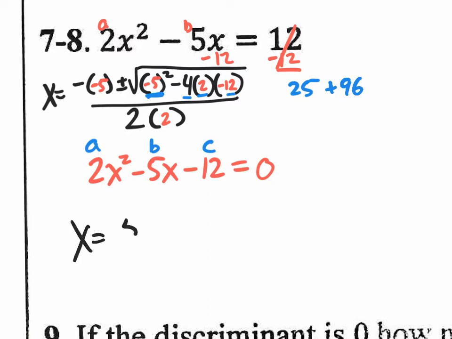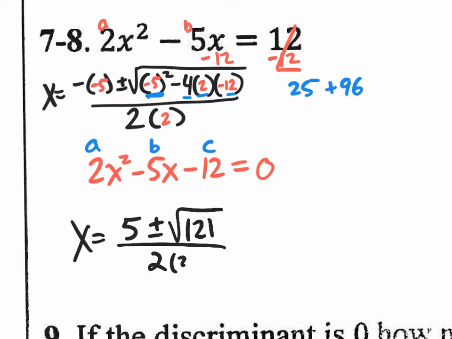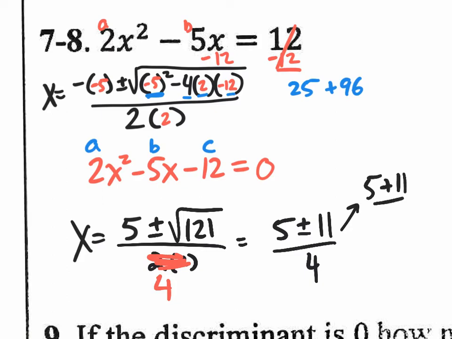X equals positive 5, because a negative and a negative is a positive. And then inside the square root, we have 121. So let me continue with the plus minus square root of 121 over 2 times a, 2 times 2, which is 4. So the square root of 121 is 11. So we do have 5 plus or minus 11 over 4. And you have 5 plus 11 over 4, and you also have 5 minus 11 over 4.